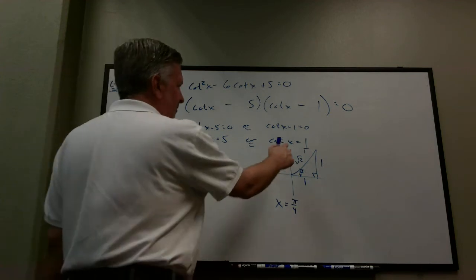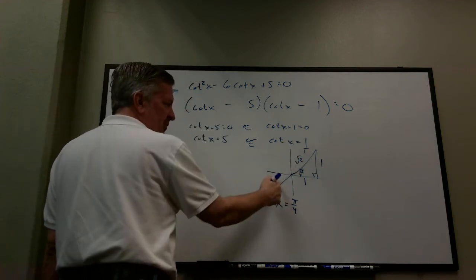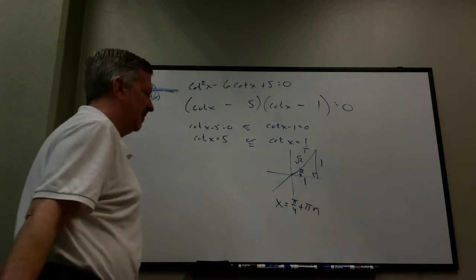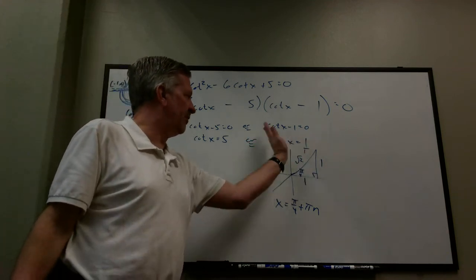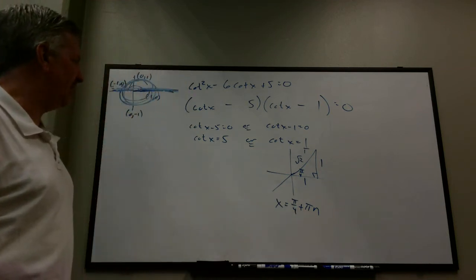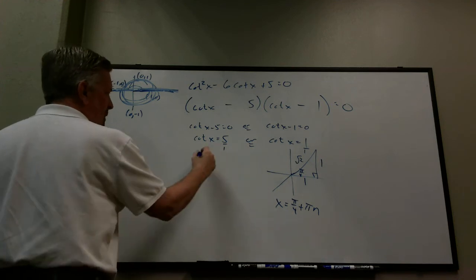But remember, the period of cotangent's pi, so if you add pi to that, you'll get a solution here. Remember, cotangent's also positive in the third, so you put your plus pi in. Again, I'm using the fact that the period of cotangent's pi, so find all the solutions from 0 to pi, and then put plus pi in. So that takes care of that one. Now what about this one? If you think of this as 5 over 1, same argument, right?